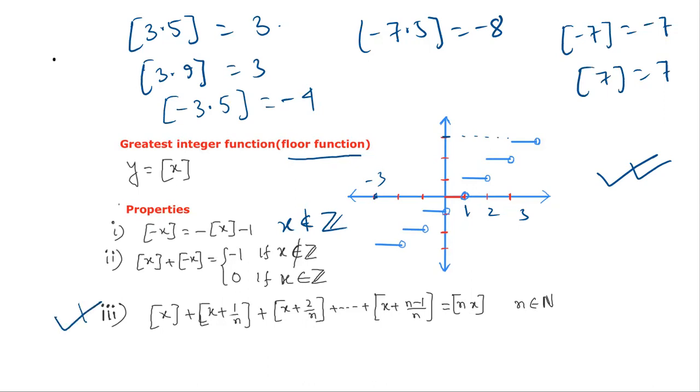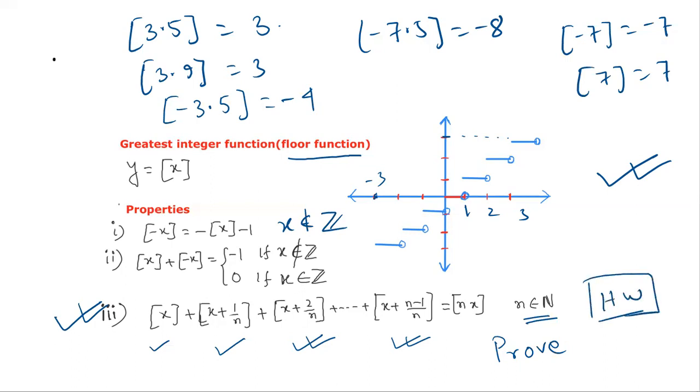And this last one is very important. For n belongs to natural numbers, greatest integer of x plus greatest integer of x plus 1 by n, x plus 2 by n, up to x plus n minus 1 by n will become greatest integer of n x. Do one thing, prove this at home and send me your solution. I will check your solution. Let's say this is your homework. In the next video, I will show you this proof. You can follow me in the next video.